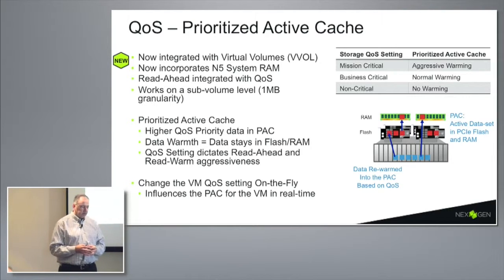And so what we've done in the version 3.5 release is we've now integrated this capability with VMware virtual volumes. In addition to managing the PCI flash in the system, we've extended that to the system RAM on each storage processor. There's a read-ahead algorithm now that's integrated with QoS. So read-ahead is more aggressive on mission critical versus non-critical. This gives the customer the ability to tune how aggressive the caching is for their virtual machines based on what QoS policy they put it in.